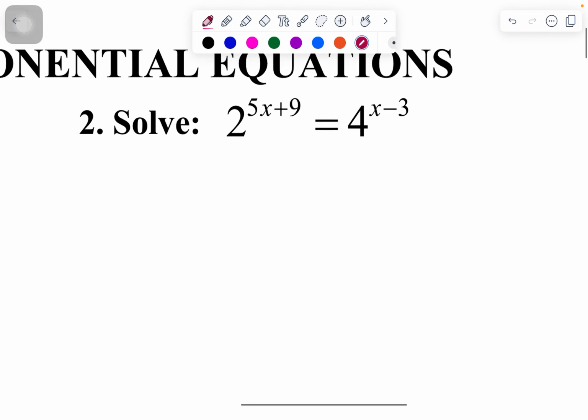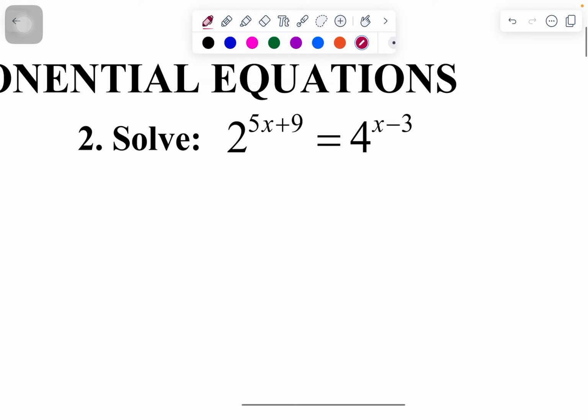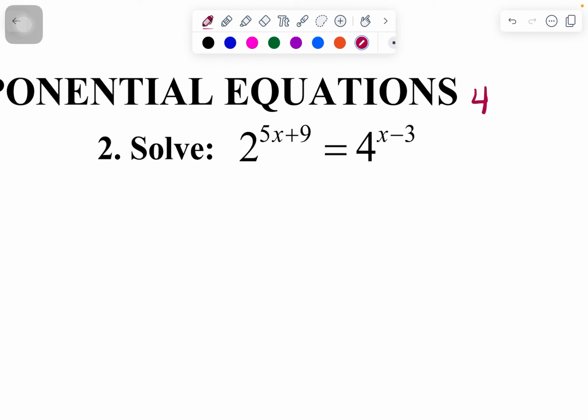Question number 2. Now, question number 2, this is a big old step up, but the same idea holds. So I've got a base 2 here and I have a base 4. Well, I want to make them have the same base. And so I know from the very first problem we did, I'm going to write this off to the side here so I have some space, right? 4 can be rewritten as 2 squared. That's a true statement, right? 4 equals 2 squared. So where I have this 4 here, I'm going to replace it with 2 squared.